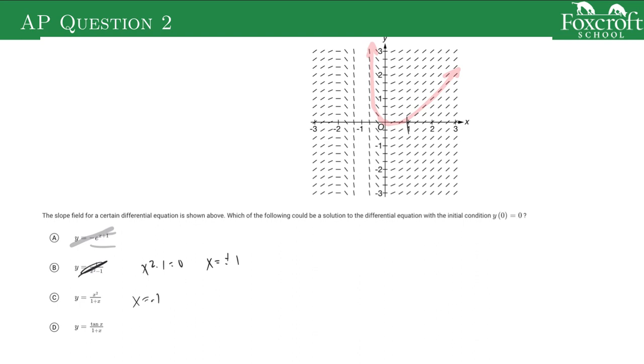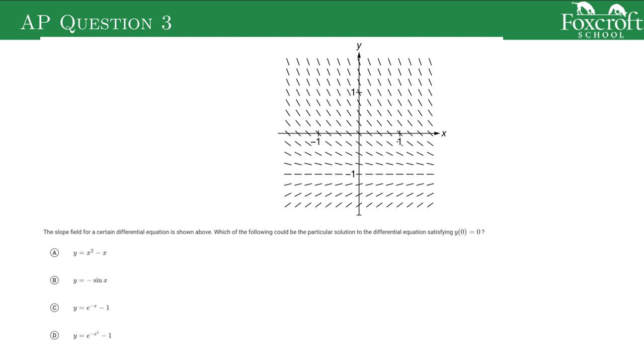D, tangent of x over 1 plus x. This one will also have an asymptote at -1. But tangent of x has a bunch of extra asymptotes, and tangent goes from positive to negative and stuff like that. So this one does not look right, which means our answer is C. So basically just draw your solution based on whatever initial condition they give you, and then check to see which of these answers make sense. One thing you should do is make sure that if you plug in 0, you get 0. Most of the time that is true, but that has to be true for your answer as well.